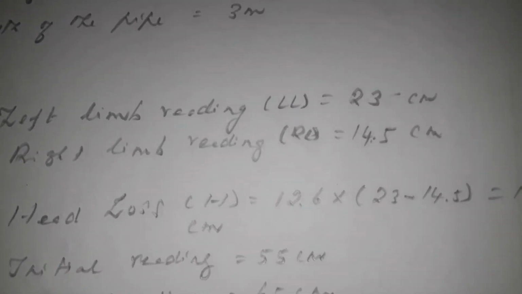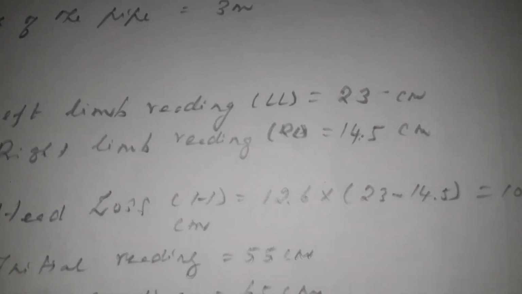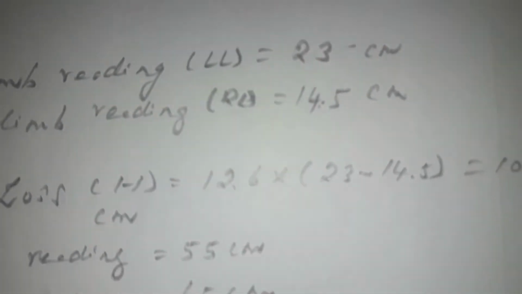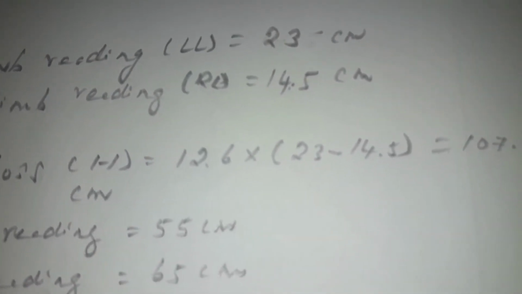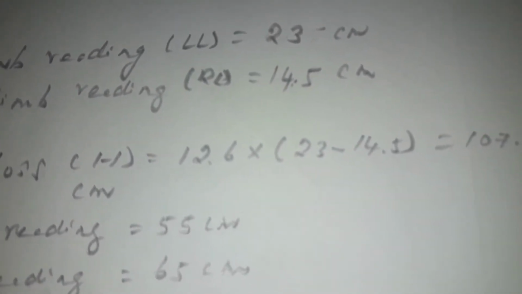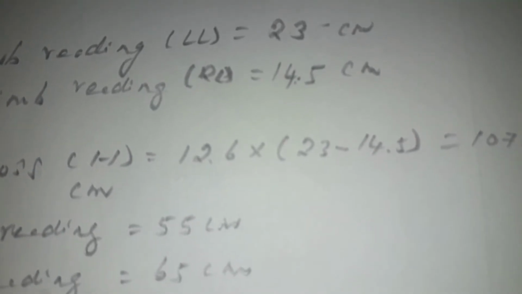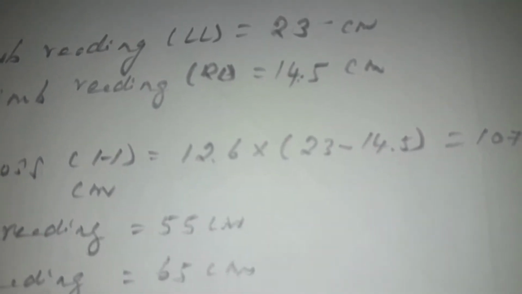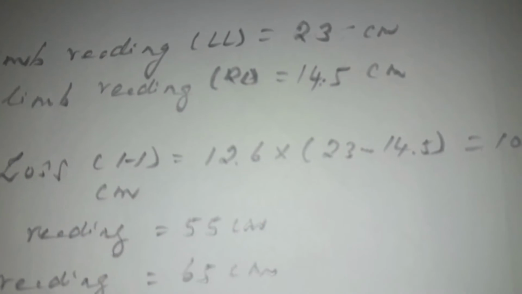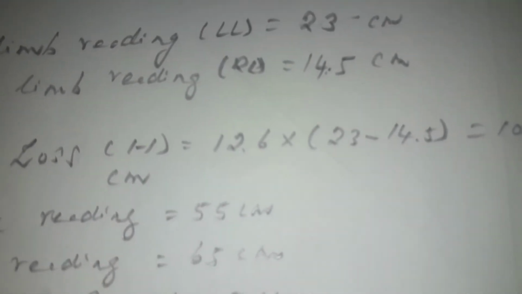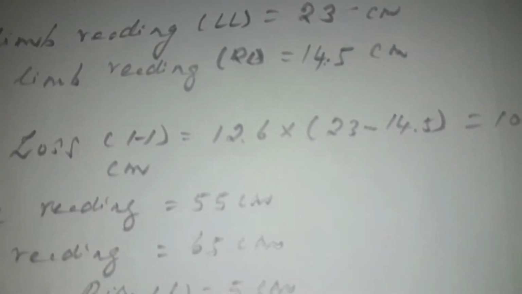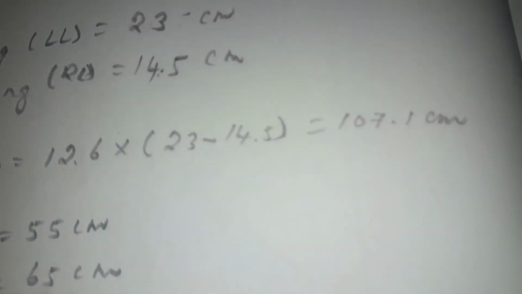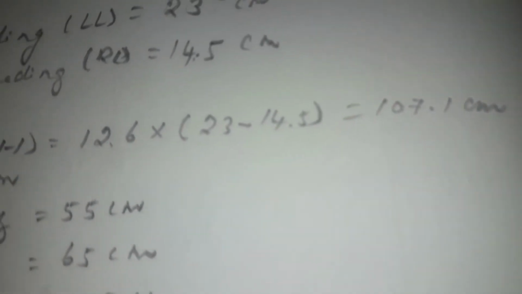Then we can calculate the head loss. The head loss formula is 12.6 into (23 minus 14.5). The 23 and 14.5 values are with respect to H1 and H2, the limbs of the manometer. Okay, the final answer is 107.1 centimeter.